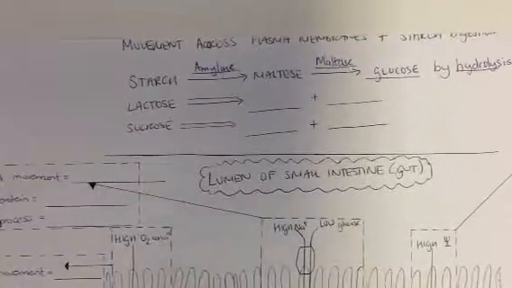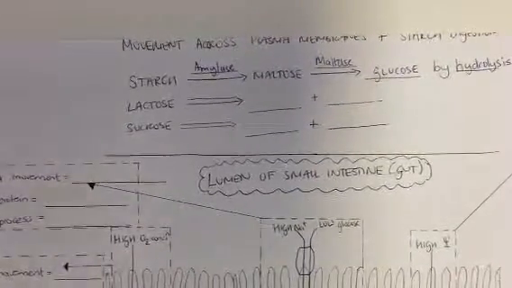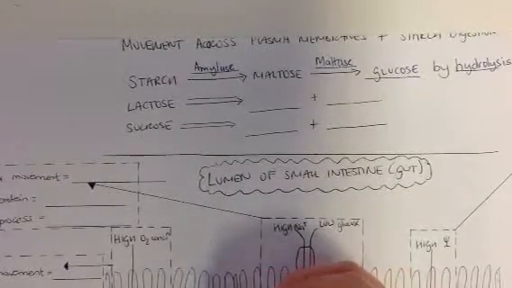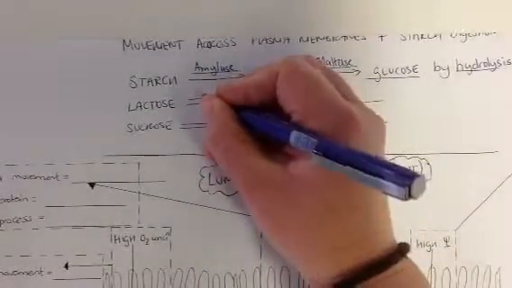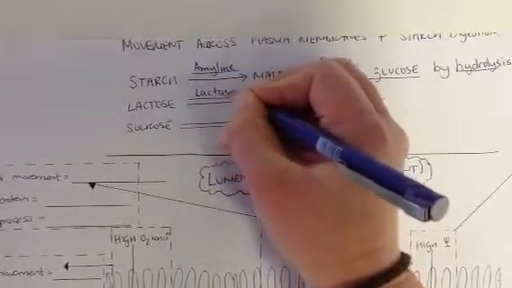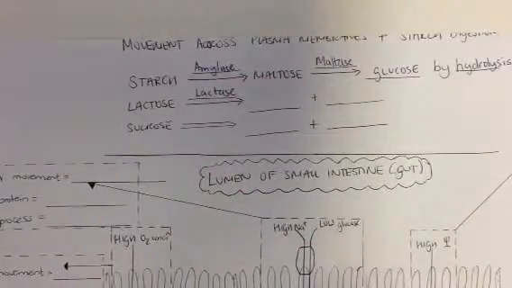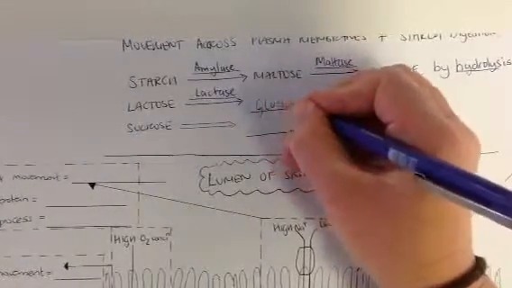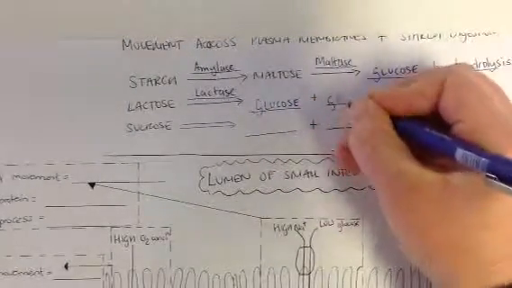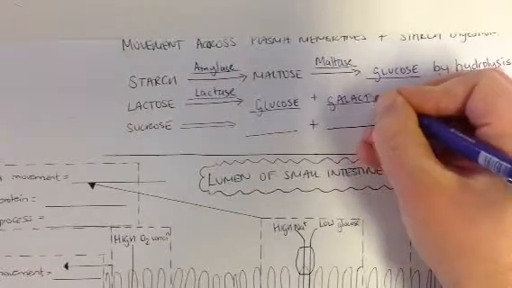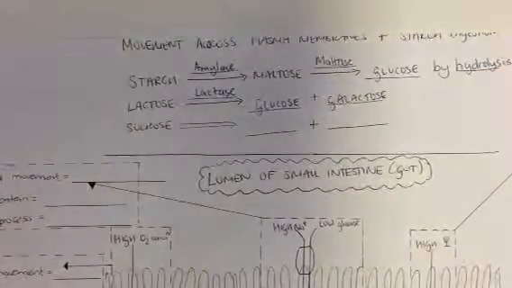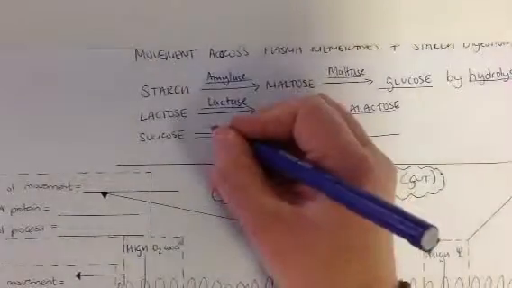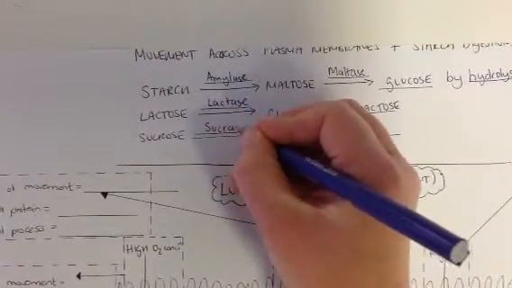Okay, we also need to know about a couple of other disaccharides and how they're broken down. So there's the disaccharide lactose that's broken down by lactase, and the two monomer units that it is made up of are glucose and galactose. And then we finally got sucrose, which is like the sugar in your tea, and we have the enzyme sucrase.